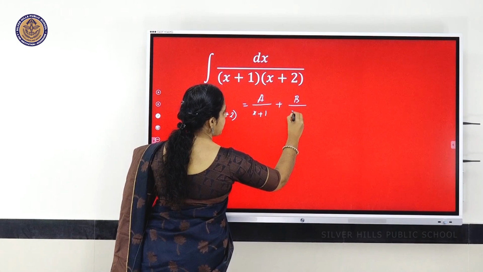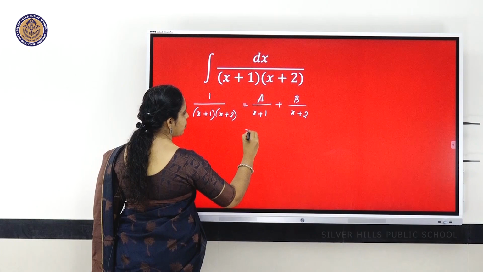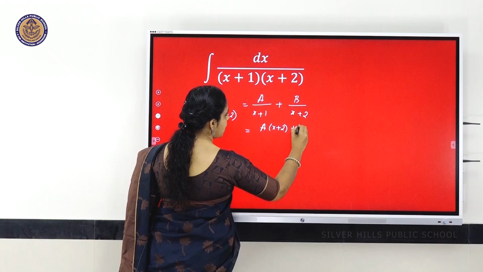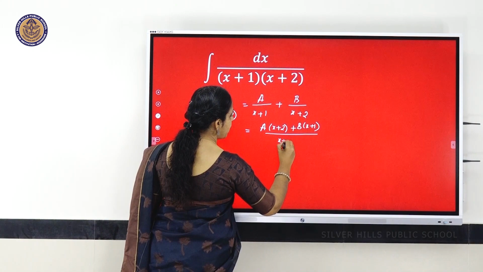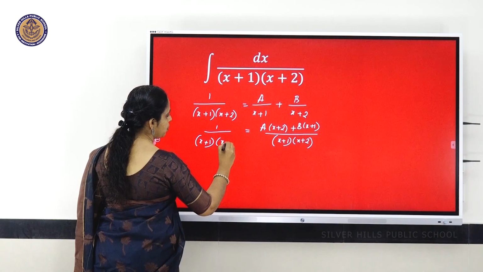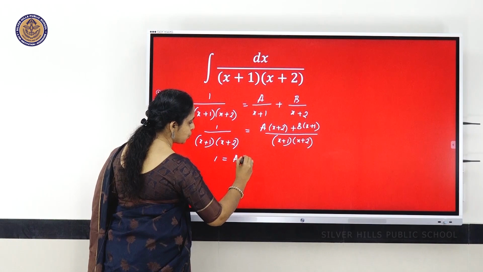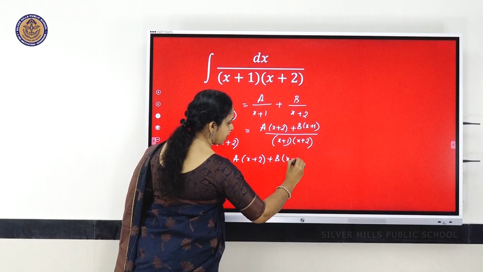Now, to simplify this, we will take the LCM on both sides. Taking the LCM on the right side, it becomes A into x plus 2 plus B into x plus 1 divided by x plus 1 into x plus 2. Left side, no change, it is 1 by x plus 1 into x plus 2. Since the denominators are the same on both sides, we can eliminate them, and equating numerators, 1 equals A into x plus 2 plus B into x plus 1.